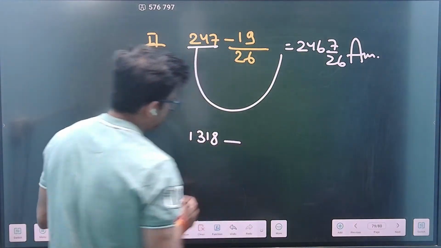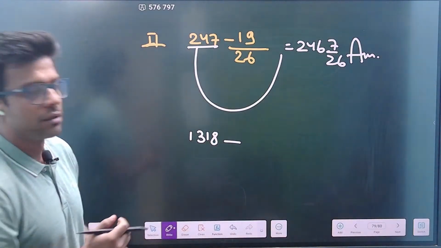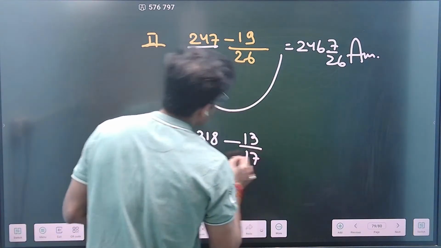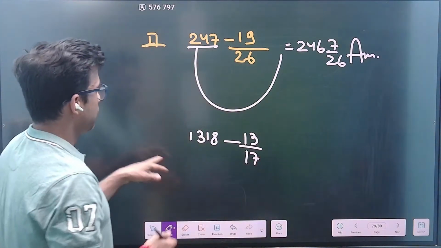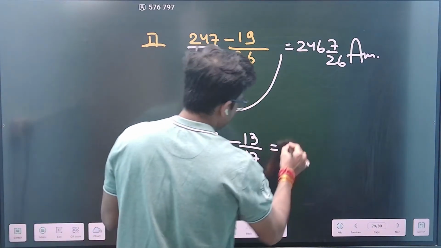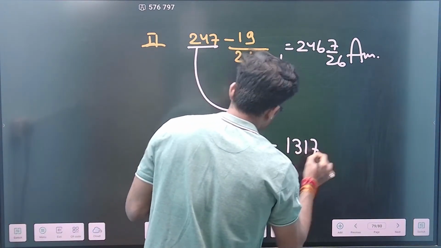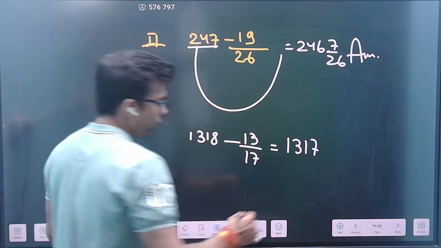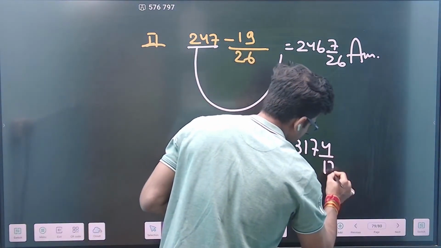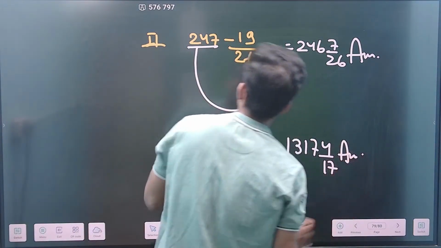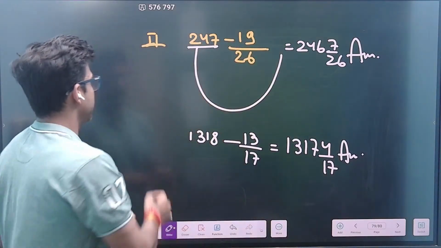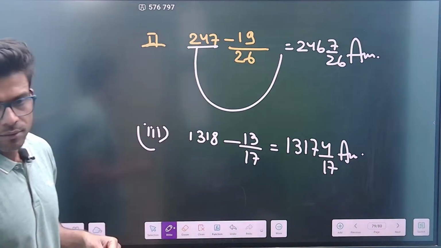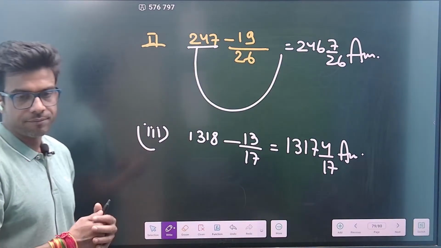Okay, 1318. Let's take one more example. 1318 minus, take any proper fraction like 13 by 17. Again, this is a proper fraction. This would be minus 1, 1317, and 17 minus 13 is 4. 4 by 17 is the answer. But this is always in terms of a proper fraction. This is my example number 3. I hope this makes sense to everyone.